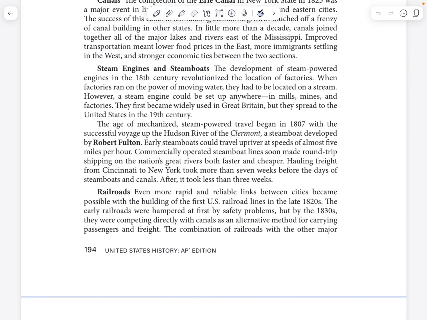Railroads. Even more rapid and reliable links between cities became possible with the building of the first U.S. railroad lines in the late 1820s. The early railroads were hampered at first by safety problems, but by the 1830s, they were competing directly with canals as an alternative method for carrying passengers and freight.